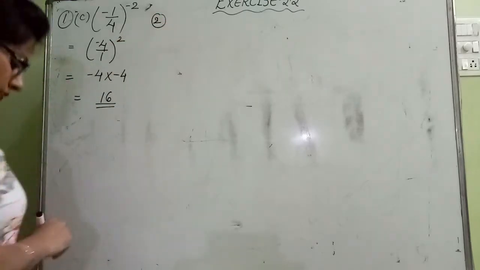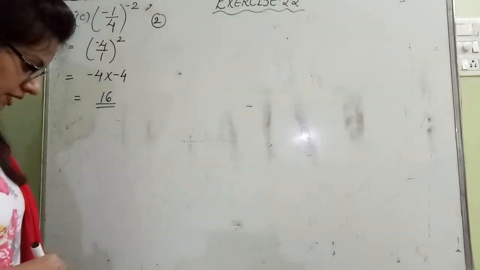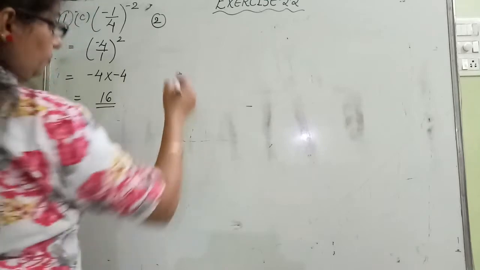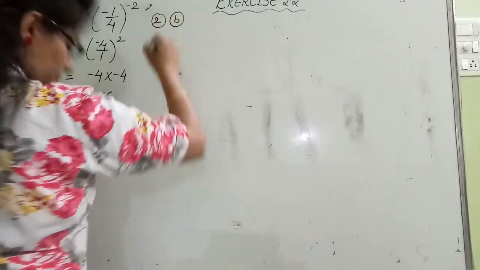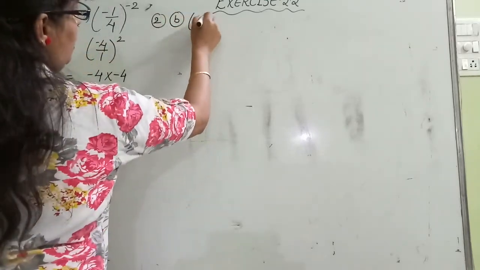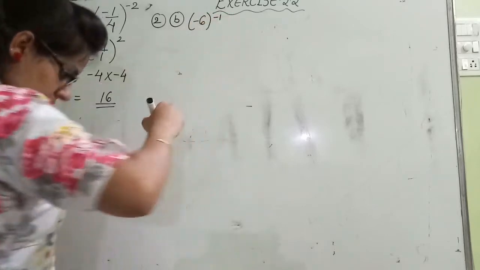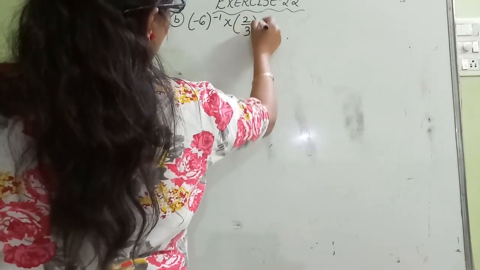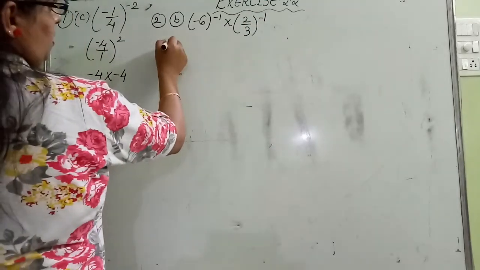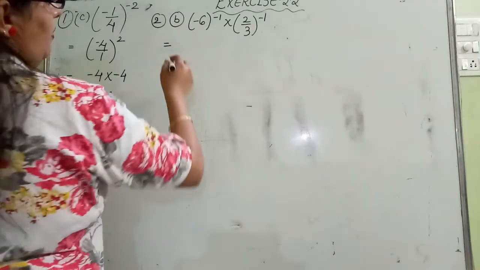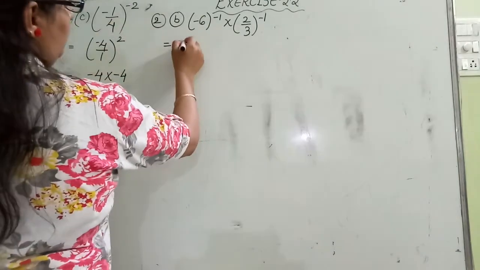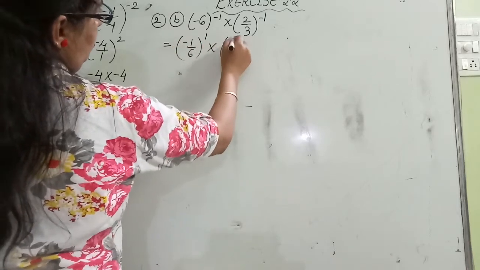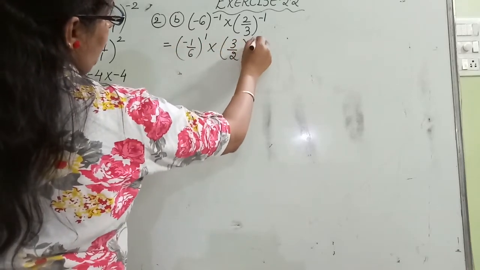Question number 2. Write the following in the form P by Q. Minus 6 raised to the power minus 1 into 2 by 3 raised to the power minus 1. This is also in negative power. We will make it positive. Minus 1 by 6 raised to the power 1 into 3 by 2 raised to the power 1.